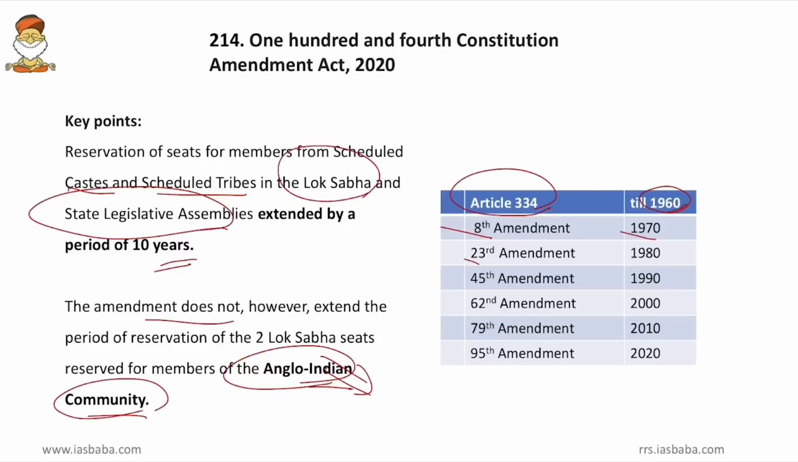The 23rd Amendment Act did it till 1980. The 45th Amendment Act did it till 1990 and the 62nd Amendment Act did it till 2000. Later, the 79th Amendment Act extended it till 2010 and the 95th Amendment Act extended it till 2020. So now the 104th has done it till 2030.